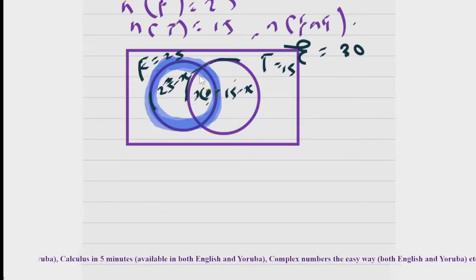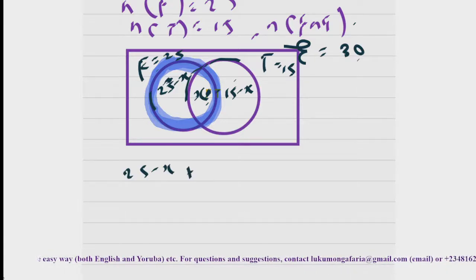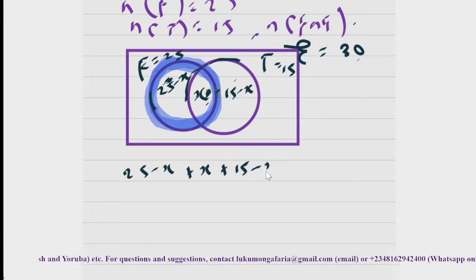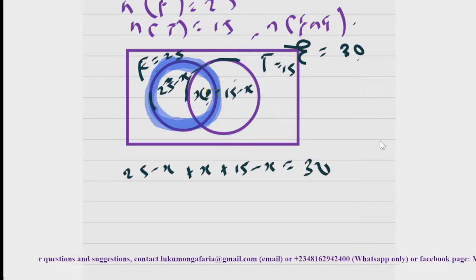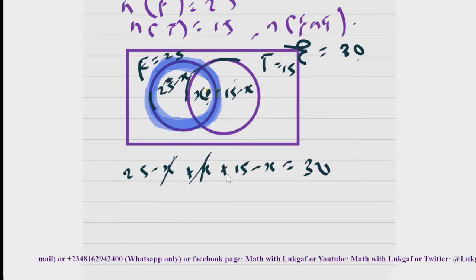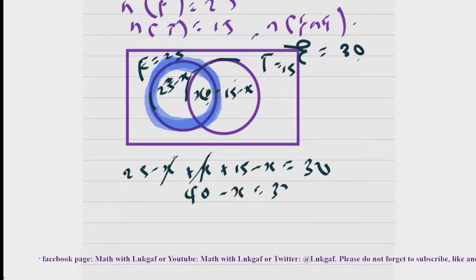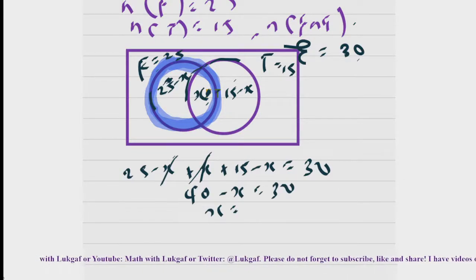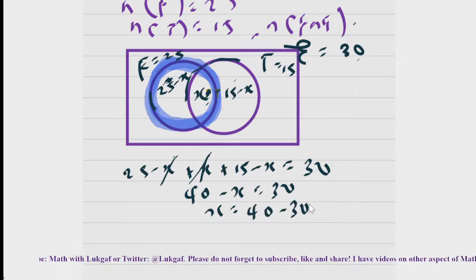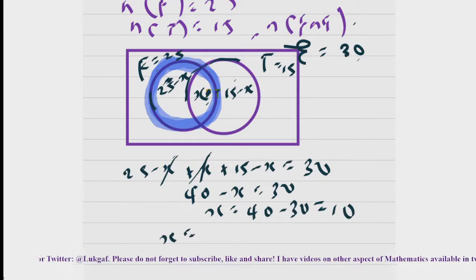Now, all what you have inside here must be equal to the cardinality, must be equal to the universal. Then you can just say 25 minus X plus X plus 15 minus X equal to 30. That will help us to find the value of X. You can see that this guy canceled this. You understand now? So then you can say 25 plus 15, that's 40 minus X equal to 30. X is equal to what? 40 minus 30, which is equal to 10. It means your X is equal to 10.